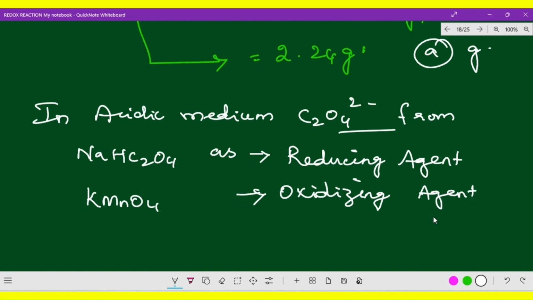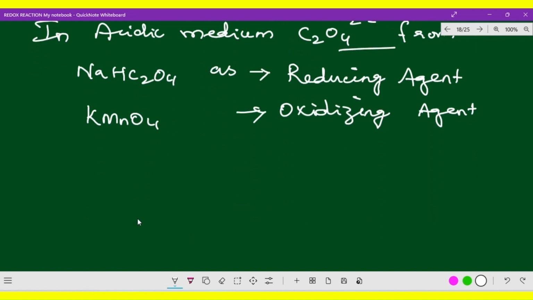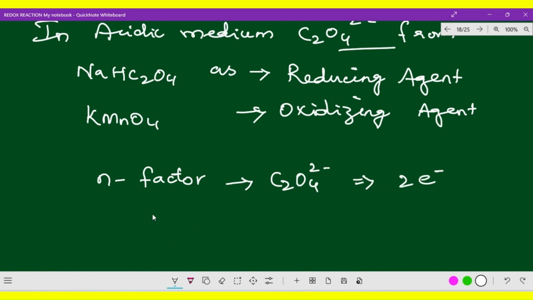Right. So here the n factor we can easily identify. The n factor of oxalate ion, C2O4 2 minus, how much is it? You know very well, 2 electrons. That means the n factor of oxalate ion is 2. And in the same way, the n factor of MnO4 minus, how many? 5 electrons.